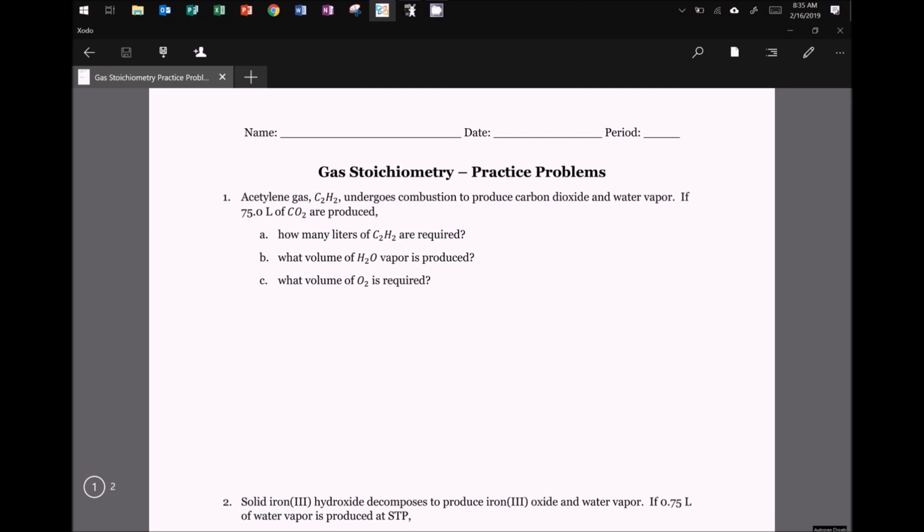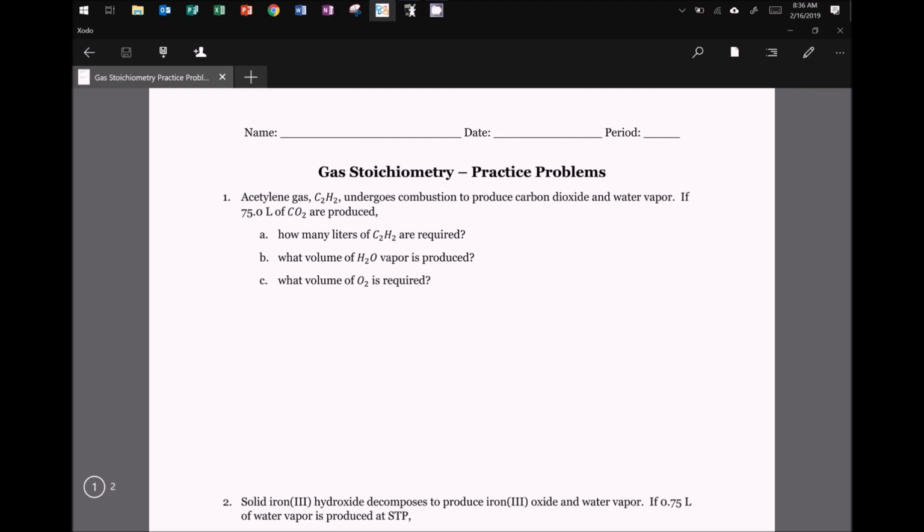Alright, so let's look at our first problem here. We've got acetylene gas, C2H2, undergoes combustion to produce carbon dioxide and water vapor. And the question's asking if 75 liters of CO2 are produced. We've got three parts here. So let's start with our balanced equation.